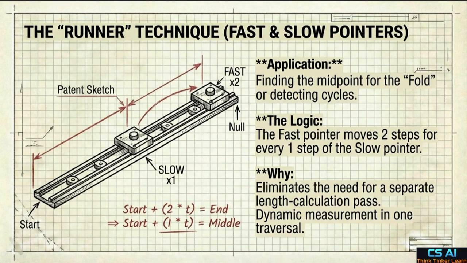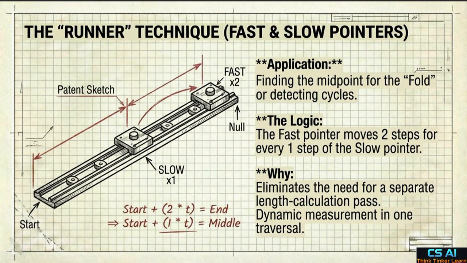To implement design B, the runner technique, fast and slow pointer, is essential. The application of this technique is for finding the midpoint of the list, as in the palindrome detection, or detecting a cycle as we discussed in our previous video. The logic is pretty simple. The fast pointer moves 2 steps for every 1 step of the slow pointer.